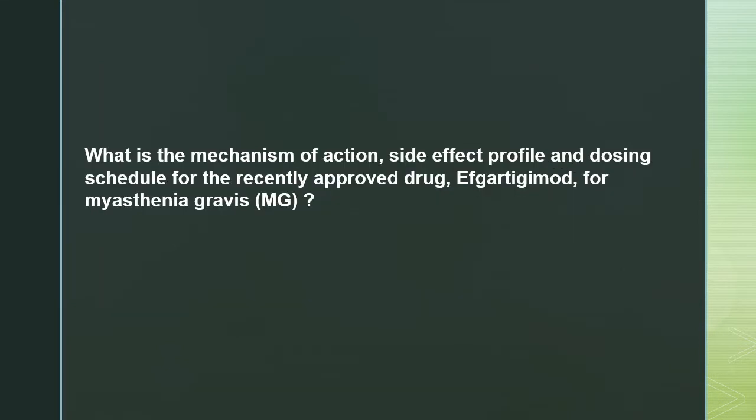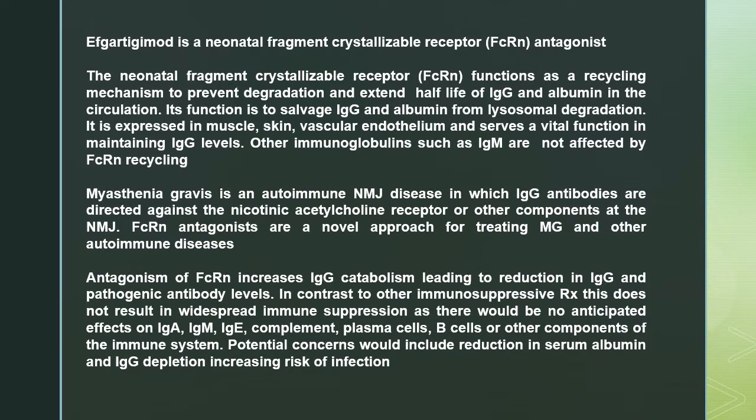What is the mechanism of action, side effect profile, and dosing schedule for the recently approved drug Efgartigimod for myasthenia gravis? Efgartigimod is a neonatal fragment crystallizable receptor (FcRn) antagonist. The FcRn functions as a recycling mechanism to prevent degradation and extend half-life of IgG and albumin in the circulation. Its function is to salvage IgG and albumin from lysosomal degradation. It is expressed in muscle, skin, vascular endothelium, and serves a vital function in maintaining IgG levels. Other immunoglobulins such as IgM are not affected by FcRn recycling.